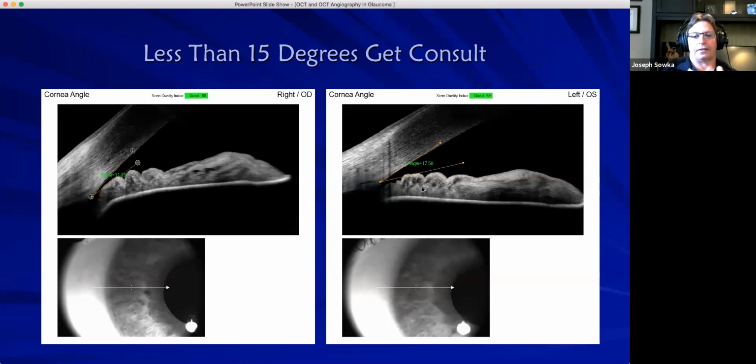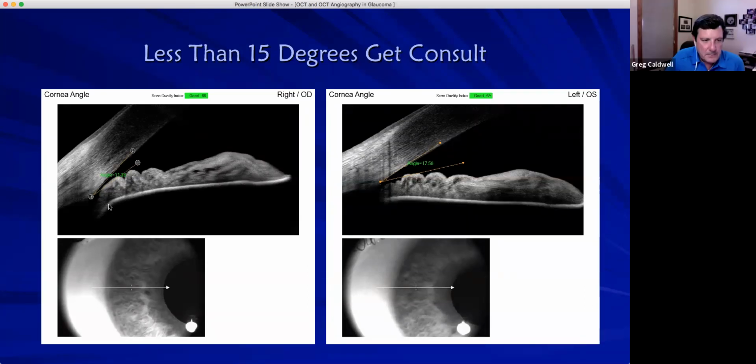And Greg, I think the one on the left is an excellent example of a plateau iris. One of the other things, qualitatively, not quantitatively, is that this shows you the relationship between the cornea, the trabecular meshwork, the iris, and the lens. You can see right here on the right, it's very flat, and there's actually a plateau on the left. I think that's a really excellent example. So plateau here and flat here.